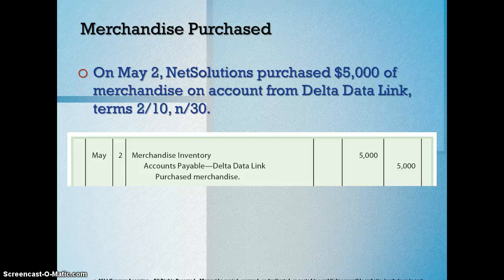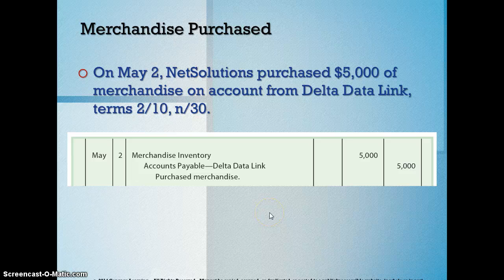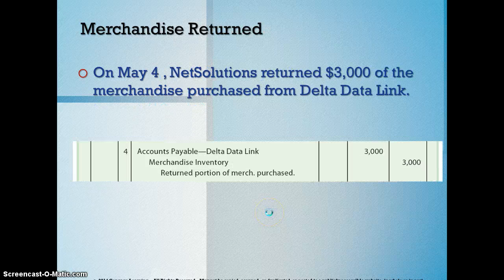All right, so May 2nd, Net Solutions purchased $5,000 of merchandise on account from Datalink. The terms are 2/10 net 30. So this is a quick little review here. We go out and we buy some inventory from Delta Datalink. We increase our inventory with a debit by $5,000, and we increase the amount that we owe Delta Datalink by $5,000 as well.